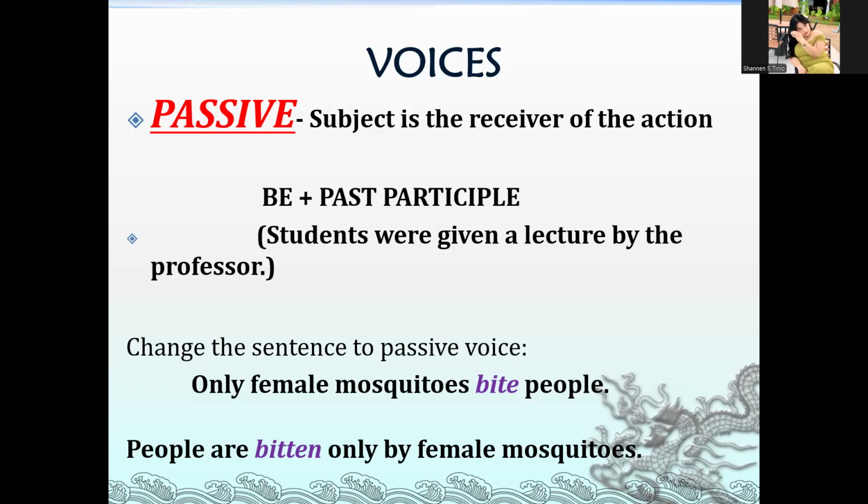So, kung makikita nyo, be plus past participle. A letter is, be verb yun. Written, past participle, by her. A letter is written by her. She writes a letter. It's actually the same thing. Iniba mo lang yung structure.